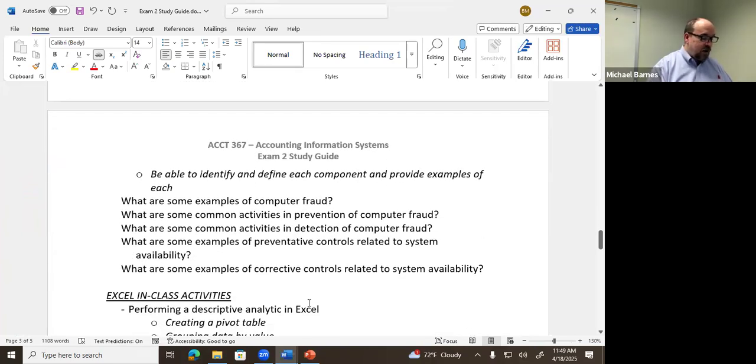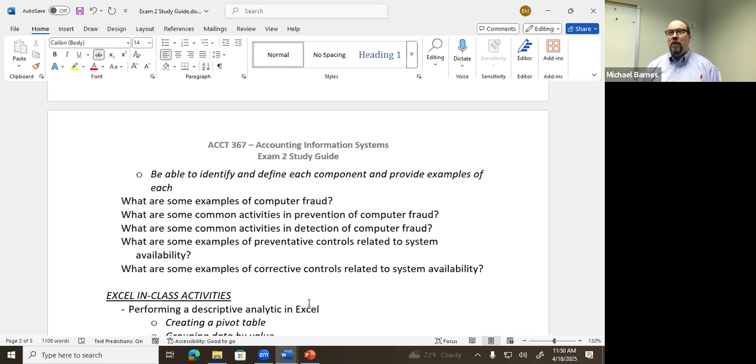The components of the fraud triangle: make sure you're familiar with Cressey's hypothesis and understand how that evolved into the fraud triangle. Three components: incentive or pressure, opportunity, and attitude or rationalization. I tend to shorten it to pressure, opportunity, rationalization. Be able to identify each component and provide examples of each. The examples do not need to be that complex. You can use them in a business environment or a classroom environment.